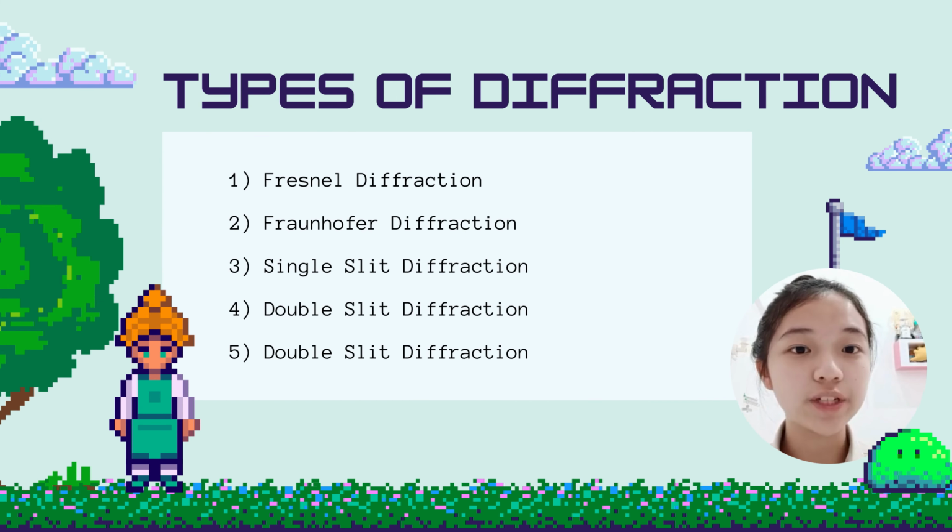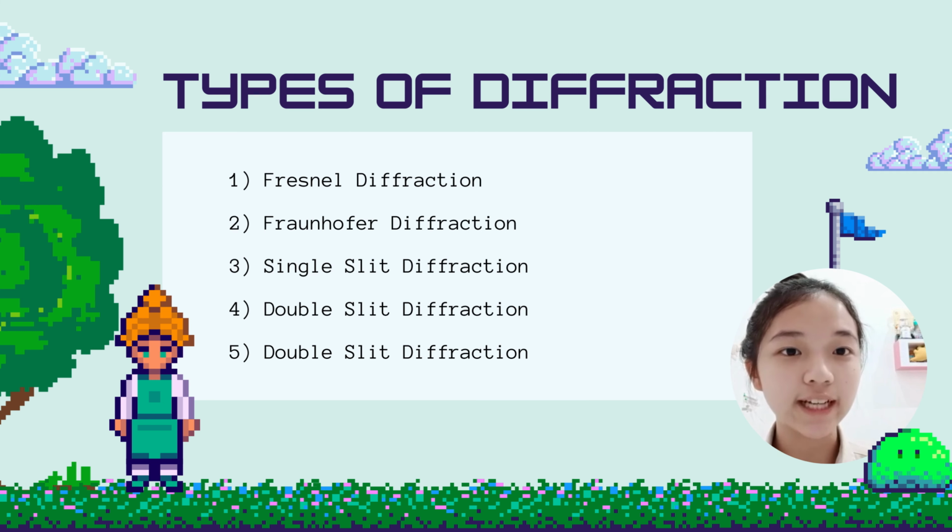Diffraction has 5 types which are classified based on how it produces the diffraction wave. Here, we need a wave source, a gap, and a screen to observe the diffraction pattern as the result. These are the 5 types of diffraction.